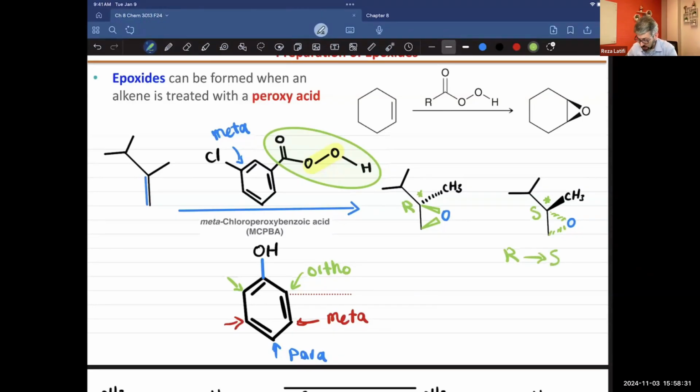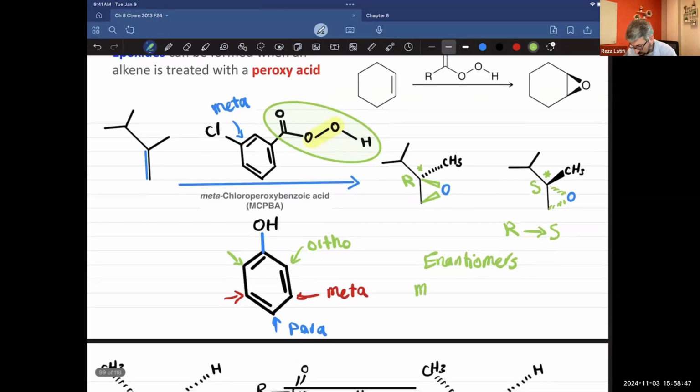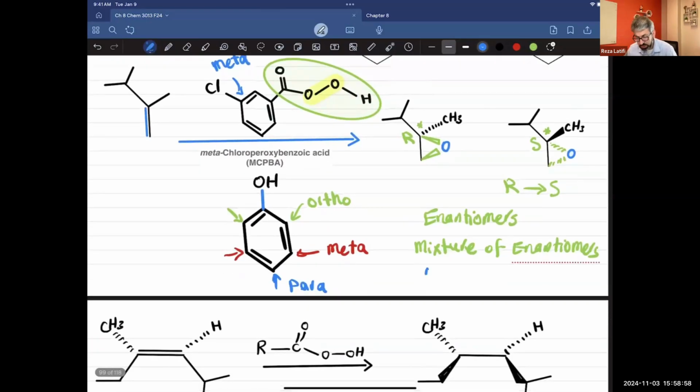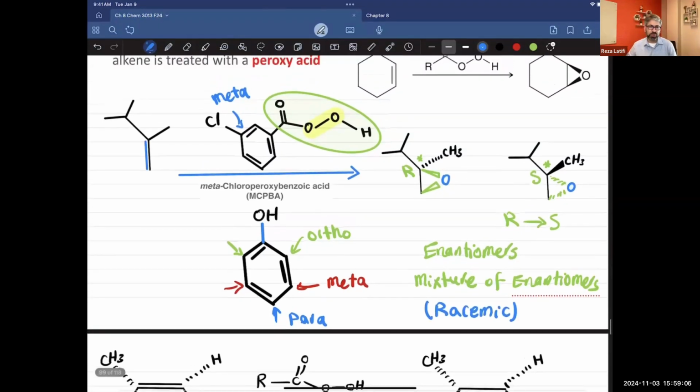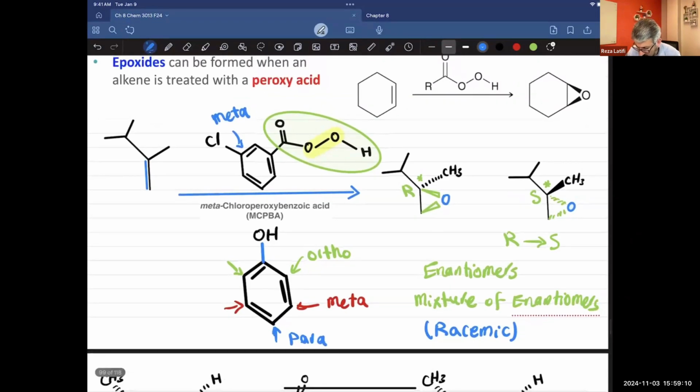What's the relationship between these two? We got enantiomers. Is there any preference for one of these enantiomers? Absolutely not. What does it mean? It means we're going to get a mixture of enantiomers. So technically this solution, the product, is going to be racemic. It means optically not active. And in this case, we say the reaction is not enantioselective. So no enantioselectivity, okay?